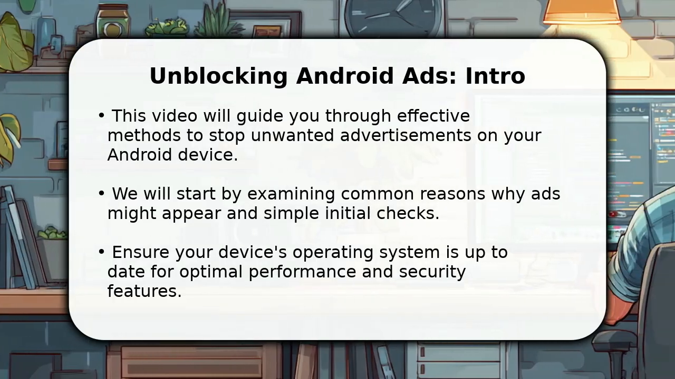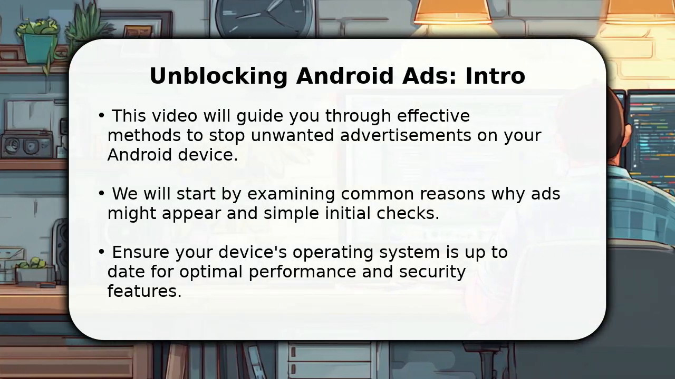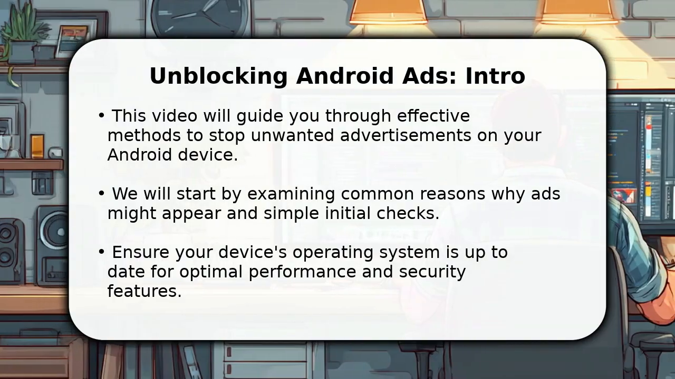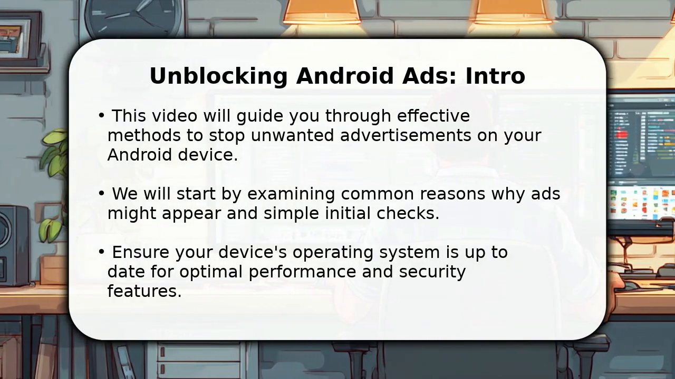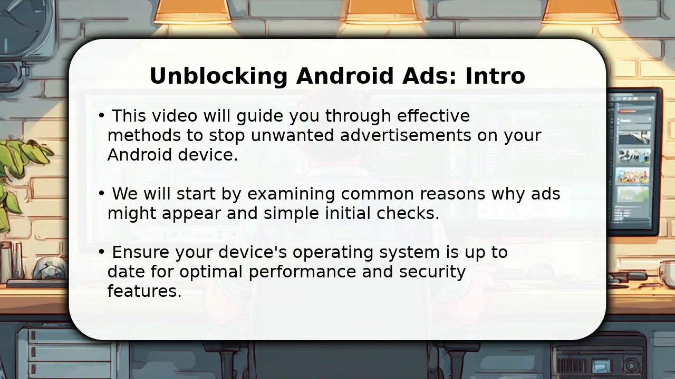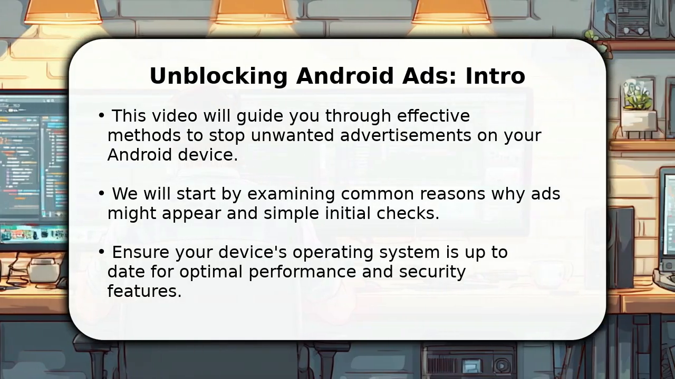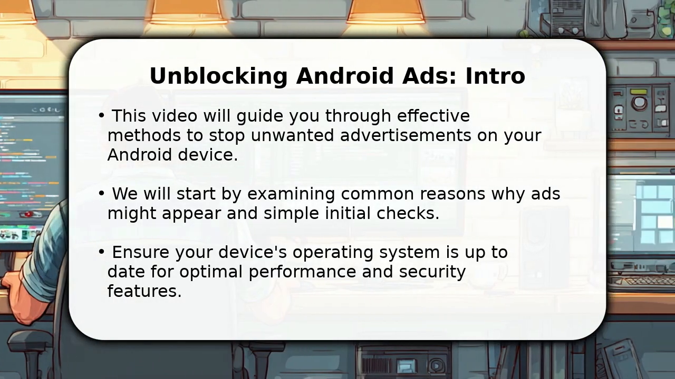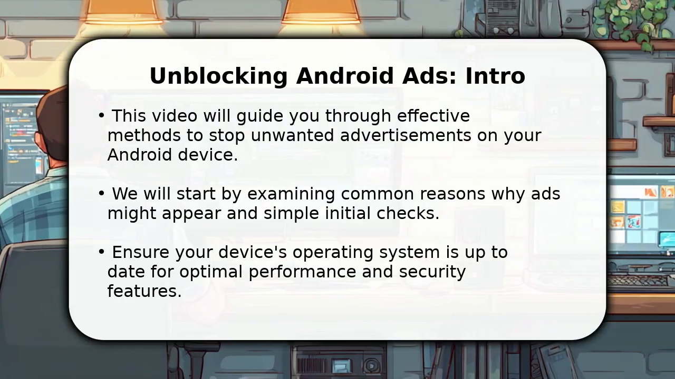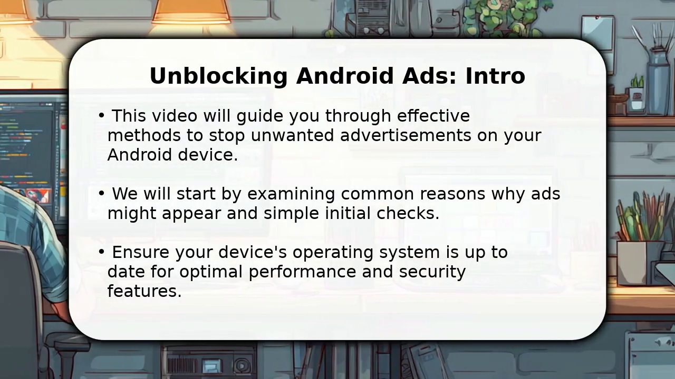In this video, I will explain how to unblock ads on Android. First, we need to ensure basic app settings are not the cause of unexpected ads. Check your recently installed applications and their permissions within your device's settings menu. Sometimes, a rogue app might be generating unwanted pop-ups, and revoking its display over other apps' permission can resolve the issue swiftly. This simple check takes less than 1 minute.